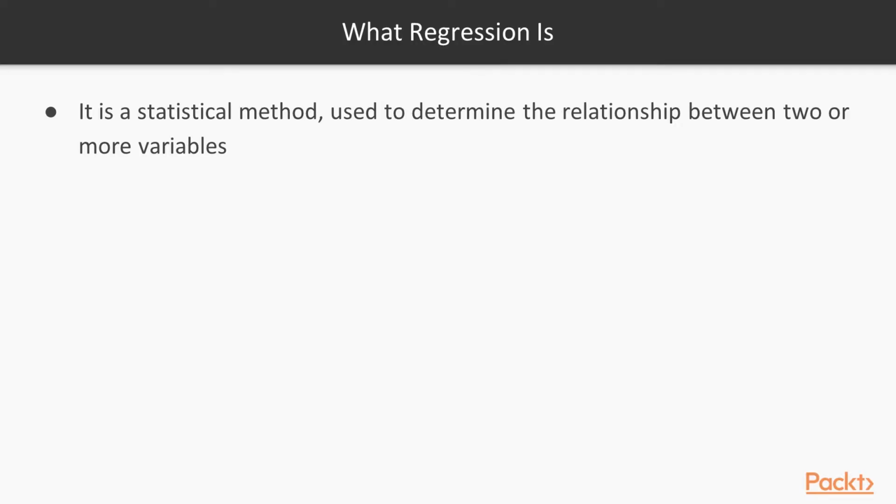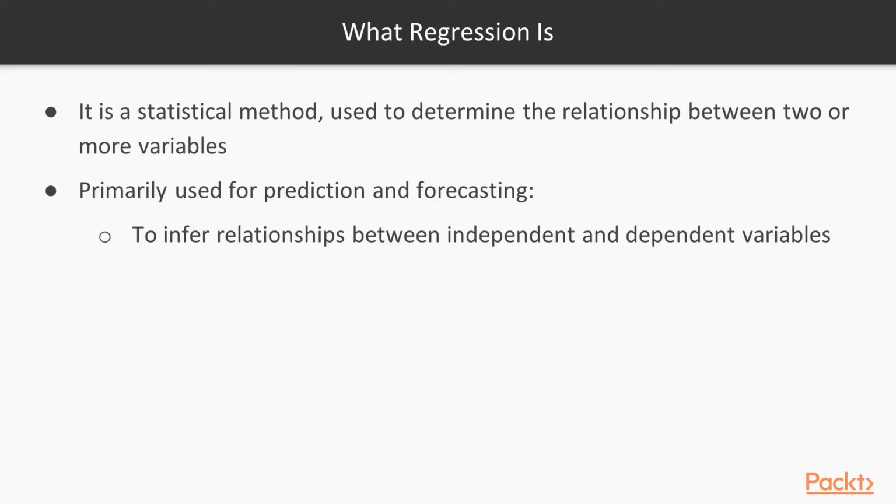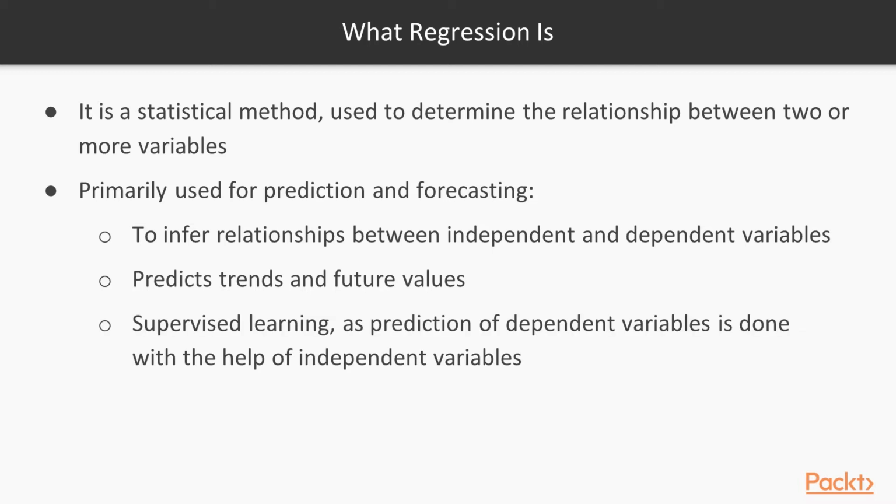Regression analysis is a statistical method which is used to determine the relationship between two or more variables. It is primarily used for prediction and forecasting, and also to infer relationships between independent and dependent variables. Thus, regression analysis predicts trends and future values. Regression is a form of supervised learning where prediction of dependent variables is done with the help of independent variables. The data is also labeled in these cases.